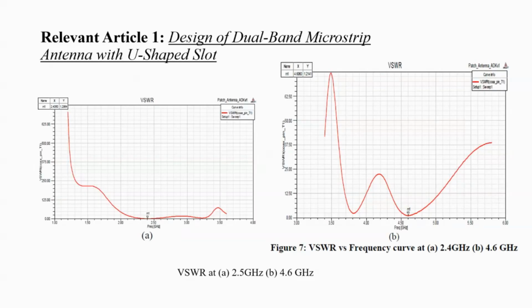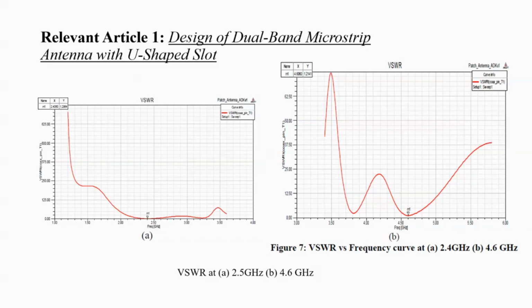Okay, this is our relevant article 1, the title Design of Dual Band Microstrip Antenna with U-shaped slot. Similar type of microstrip antenna with the article given to us. So the first properties is we were talking about VSWR. For the figure A, the first band is 2.4 GHz and figure B on the right side is 4.6 GHz band. So ideally VSWR must lie in range of 1 to 2.